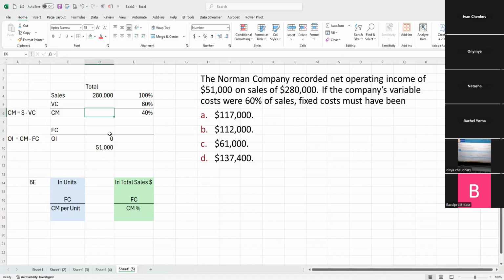So how much is my contribution margin? Sales minus the variable cost. I don't know the variable cost, but I know the variable cost is 60% of the sales. So how much is my variable cost? 280 times 60%, so 112. 112 minus 51. How much will that be? 61,000. If I get 61, that's going to give me operating income of 51.